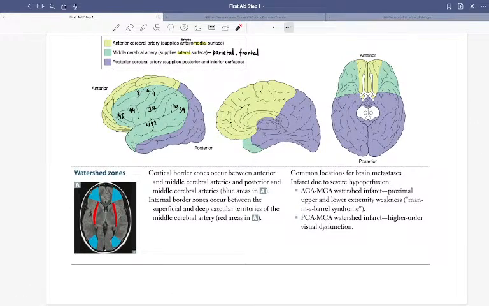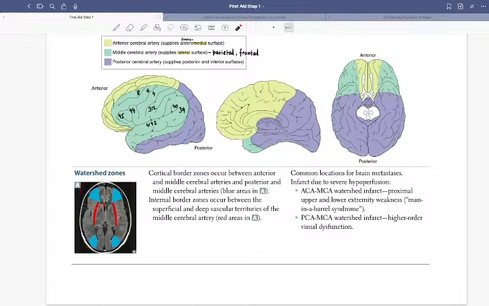Okay, so cortical zones occur between your anterior cerebral artery and middle cerebral artery. Think of this as anterior, while this is middle. Maybe this will have a cortical zone. So what happens between anterior and middle cerebral artery and posterior and middle? Obviously the middle cerebral artery is at the center of everything, so it shares borders with this, and this, and this. So here we have posterior and middle. Okay, so posterior and middle is here, and anterior and middle is here.